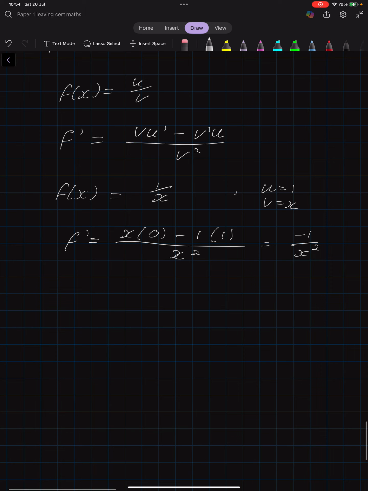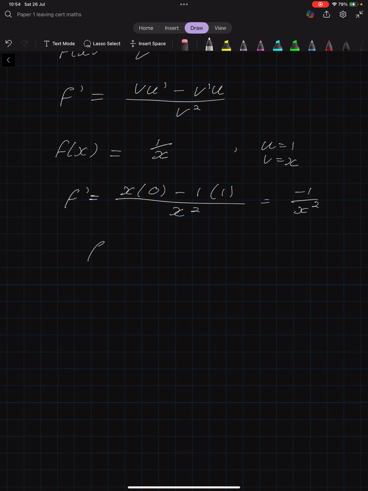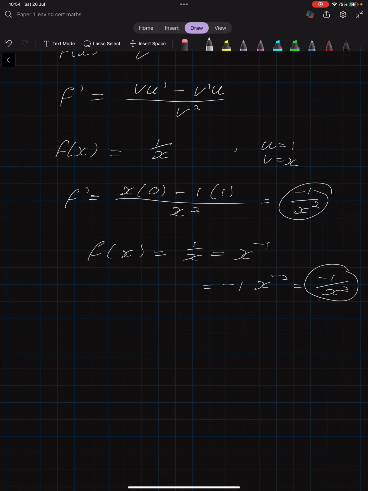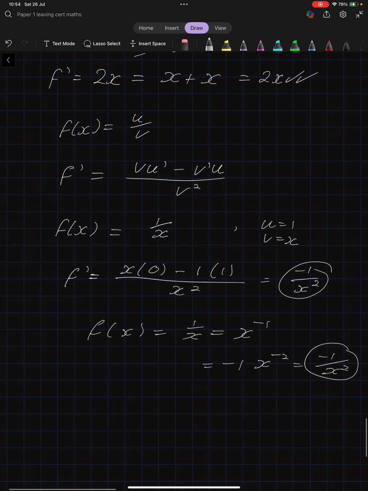And was that what I was expecting to get? Yes. Because again, f of x is equal to 1 over x, which is x to the minus 1. If I do the power rule, the minus 1 comes down. I get x to the minus 2. That's equal to minus 1 over x squared. So those two things are the same thing. Okay?